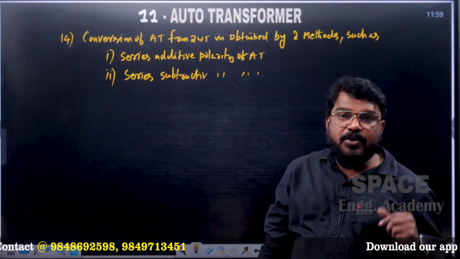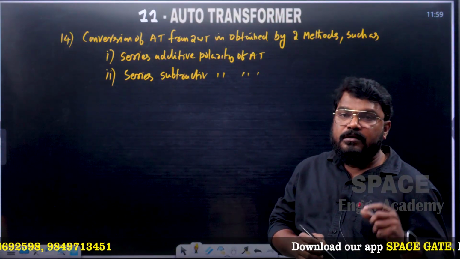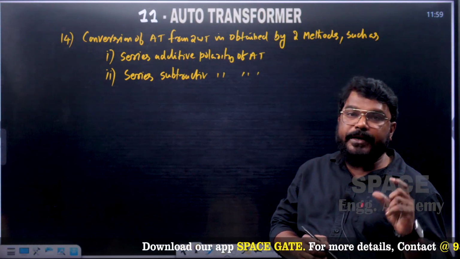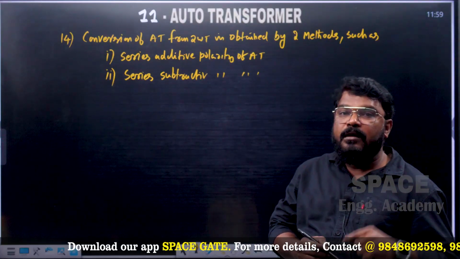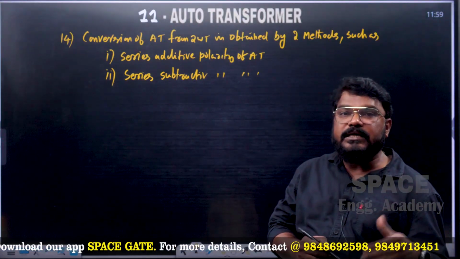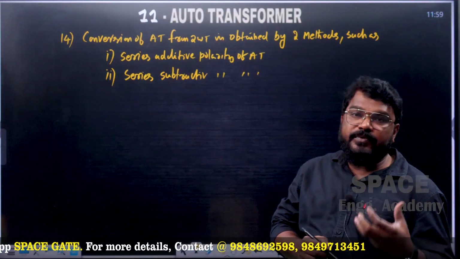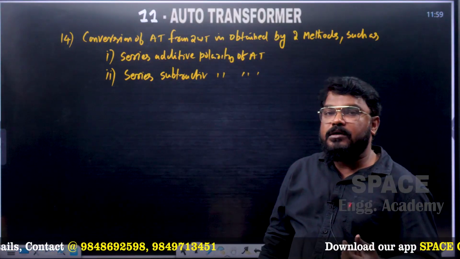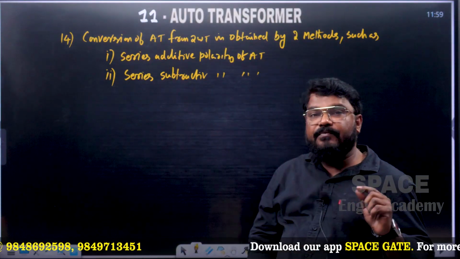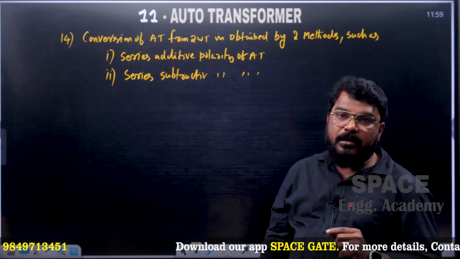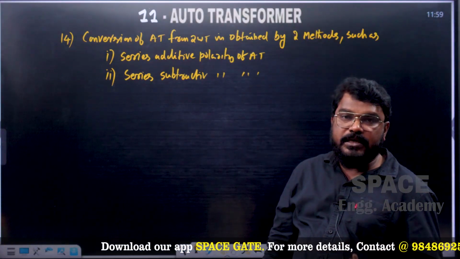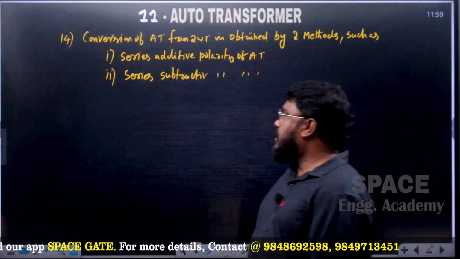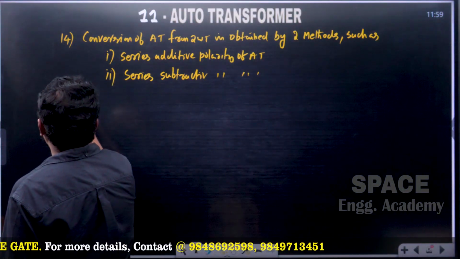So in series additive polarity of auto transformer, the HV winding and LV winding of the two winding transformer are connected in series in such a way that net voltage will be added. And similarly in series subtractive polarity of auto transformer, HV winding and LV winding of the two winding transformer are connected in series in such a way that net voltage will be subtracted. So like this manner. So next, fifth observation here.